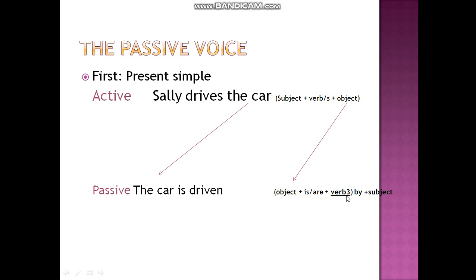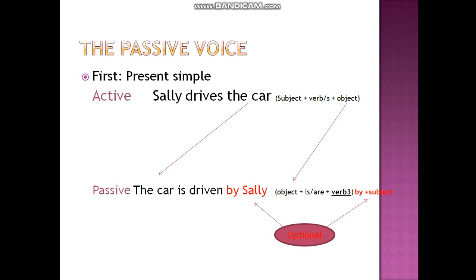تمت قيادة السيارة. This is what it means. I don't care who drove the car. I just care that the car is driven. By Sally is optional. That's why it's colored in red. This is the optional part of the sentence. The car is driven by Sally is the passive form of the present simple of this sentence.